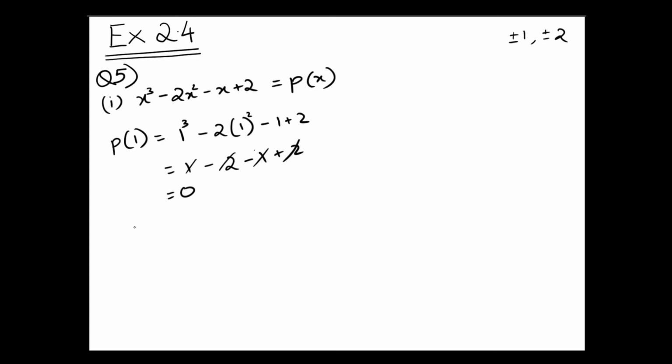Now through factor theorem, I know if p of 1 is equal to 0, in this case, x minus 1 must be a factor of the given polynomial.